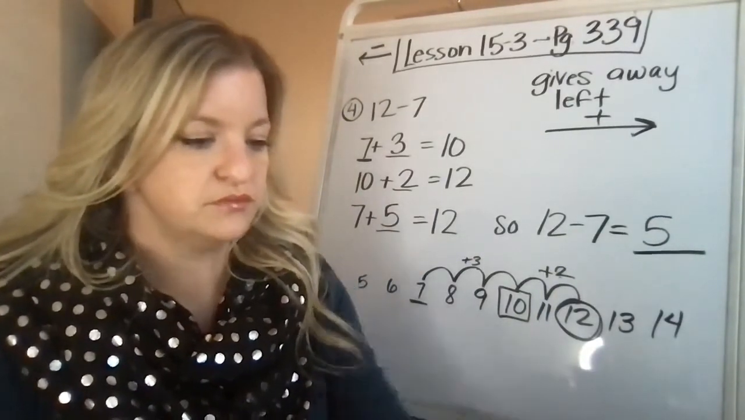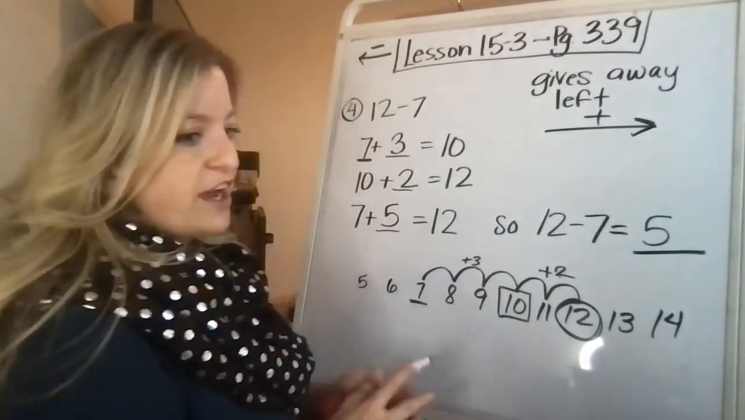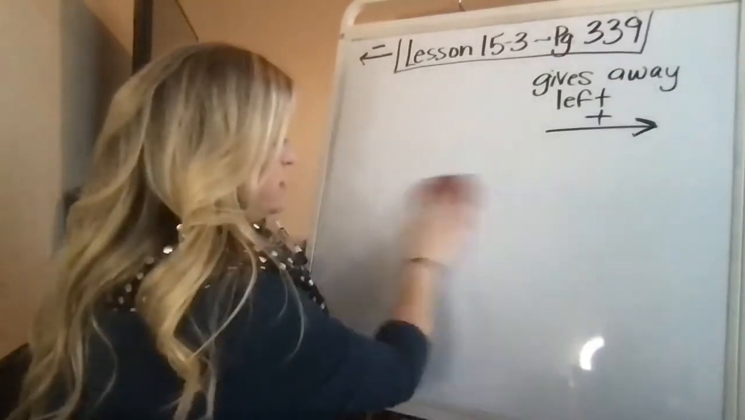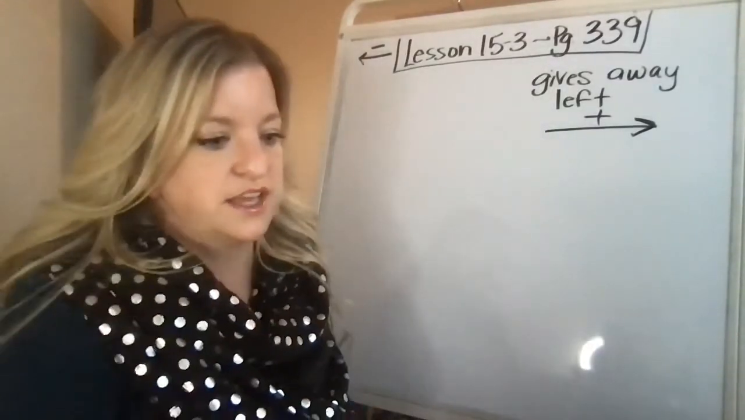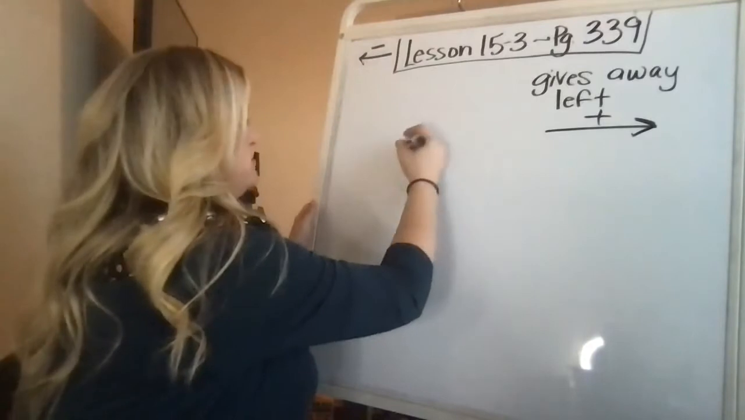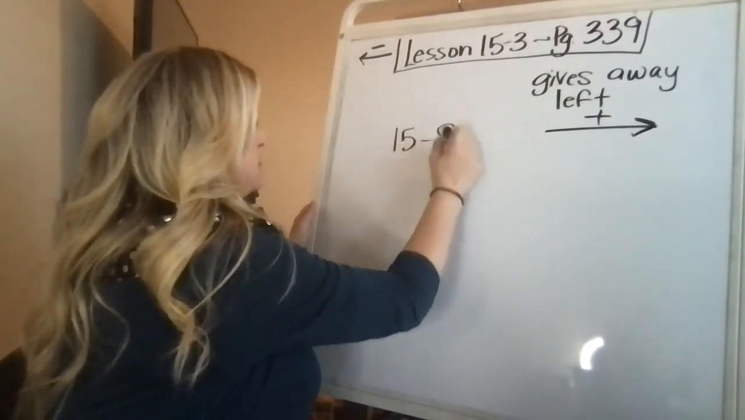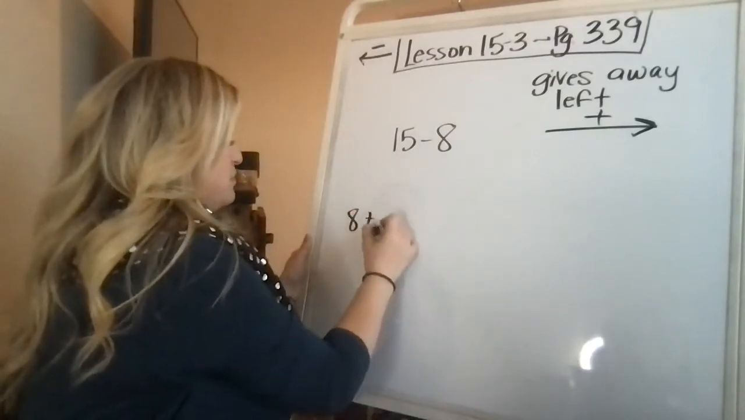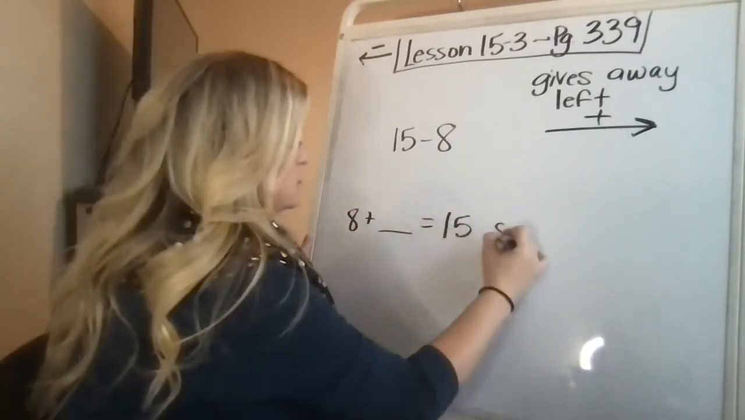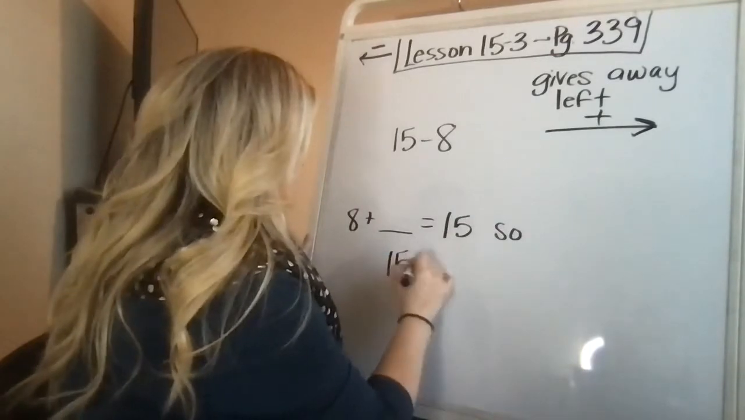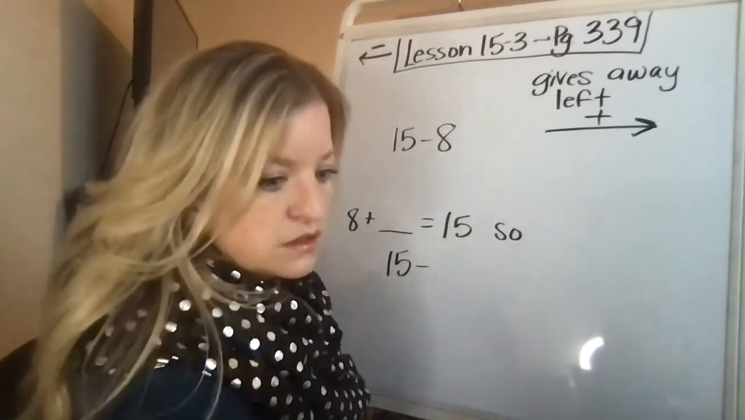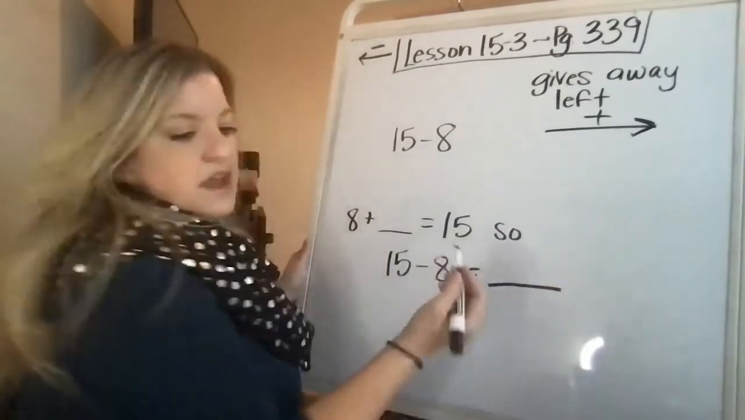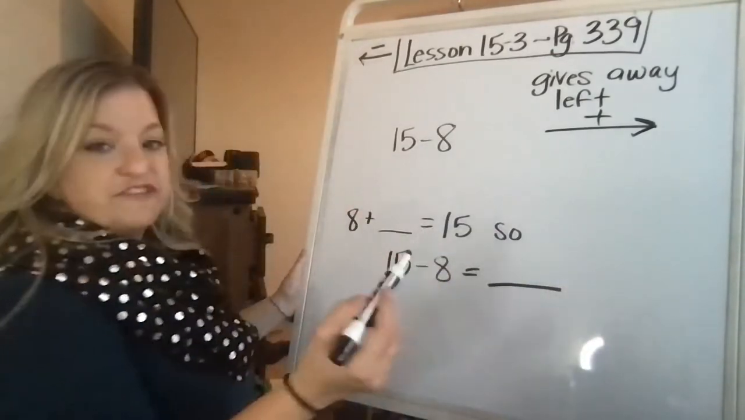All right. Now number 5. Number 5 is the same. Number 5 says 15 minus 8. So it says 8 plus blank equals 15. So 15 minus 8 equals blank. And then they give you a number line that you have to fill in.